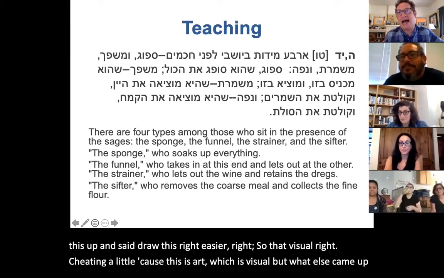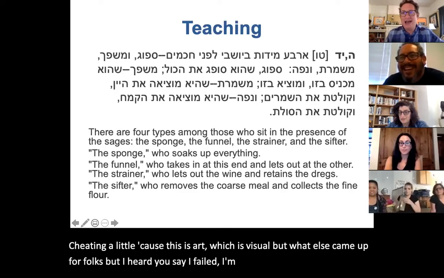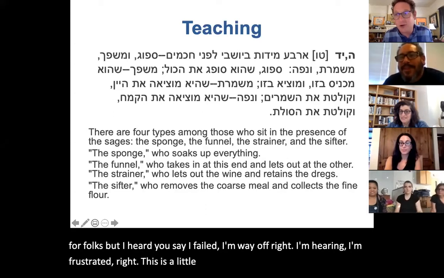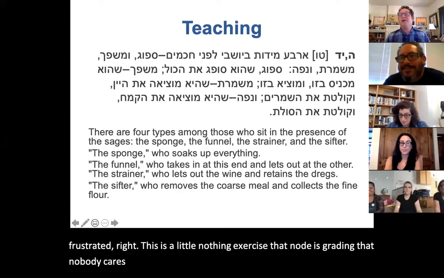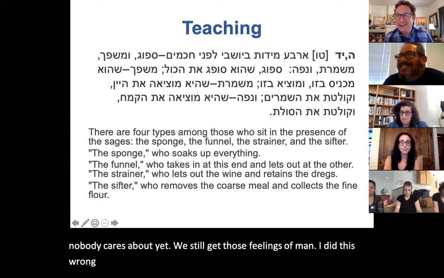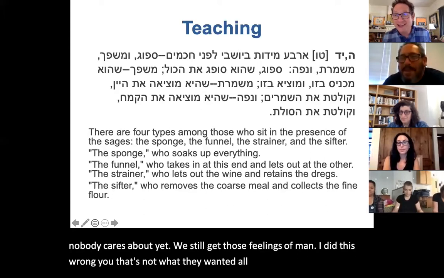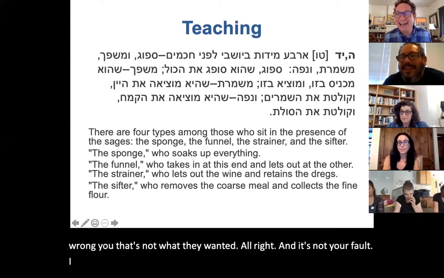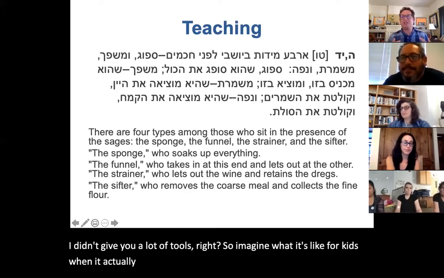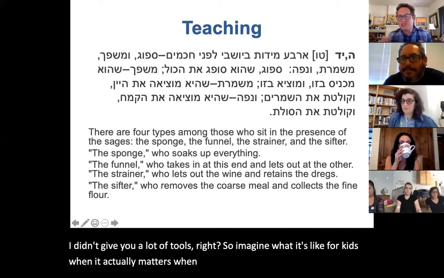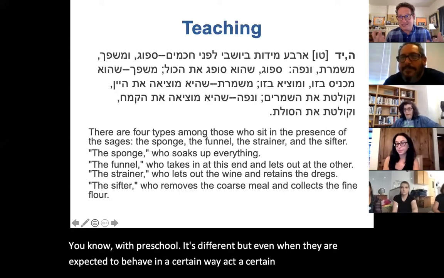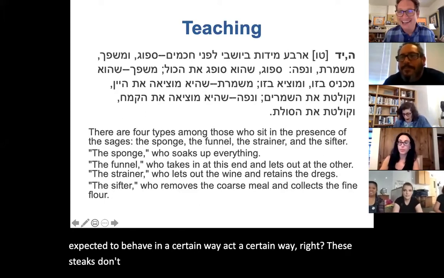I mean, Bob, I heard you say, I failed. I'm way off, right? I'm hearing I'm frustrated, right? This is a little nothing exercise that no one is grading, that nobody cares about, yet we still get those feelings of, oh man, I did this wrong. Uh-oh, that's not what they wanted at all, right? And it's not your fault. I didn't give you a lot of tools, right? So imagine what it's like for our kids when it actually matters, right? When they're expected to take in content. With preschool, it's different, but even when they're expected to behave in a certain way, act a certain way, right? These stakes don't matter. We get stressed out anyway, right?